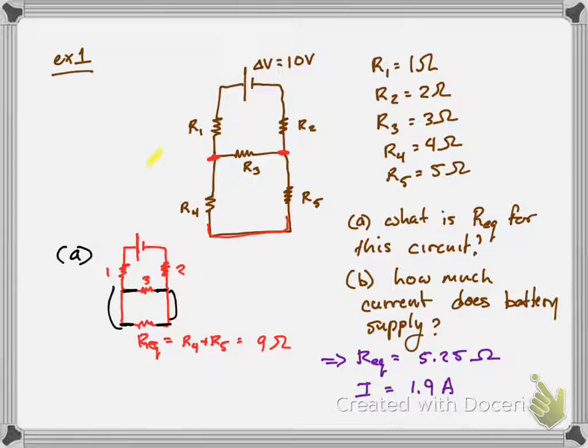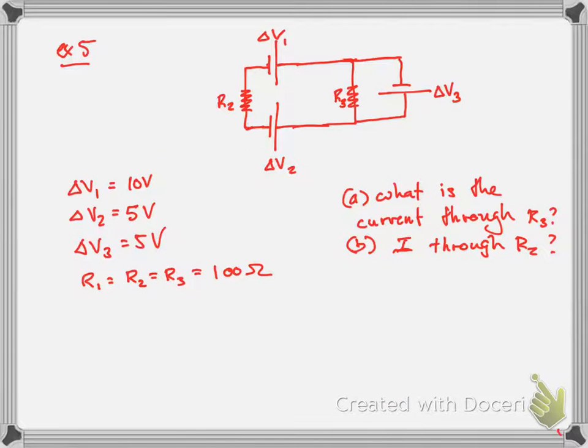Okay, one more example for today. Here is example number 5. I just thought I'd do one with a bunch of power supplies. Nothing really any different in the way that we deal with this, but I gave you 3 power supplies, potential differences of 10 volts, 5 volts, and 5 volts, and 2 resistors. Oops, there were 3 resistors originally. I crossed out resistor number 1, so 2 resistors, each of resistance 100 ohms. What is the current through resistor 3? What is the current through resistor 2? They're 2 and 3. I left off one.